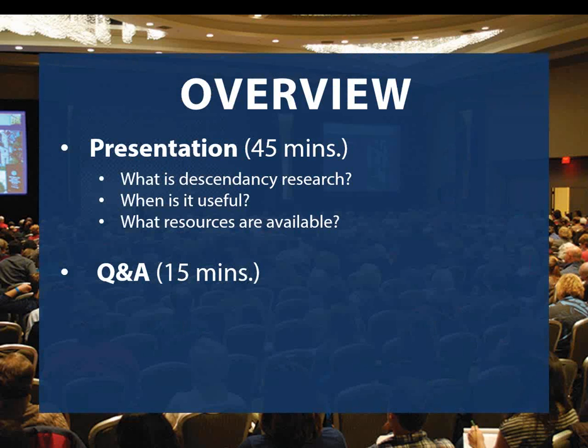So in the next 45 minutes or so, we'll explain what descendancy research is and how it differs from more traditional ancestral genealogical research. We'll provide examples of when it is useful and point to a number of resources that are particularly helpful when doing this type of research. I do want to preface that discussion of resources by saying that everything that we'll be showing today is publicly available information. So that's important to keep in mind.